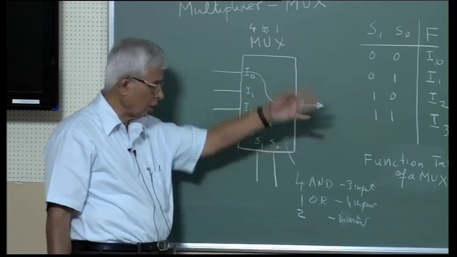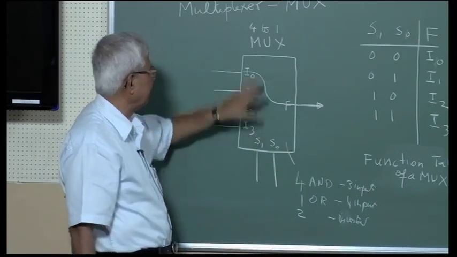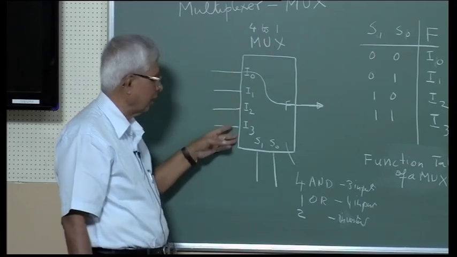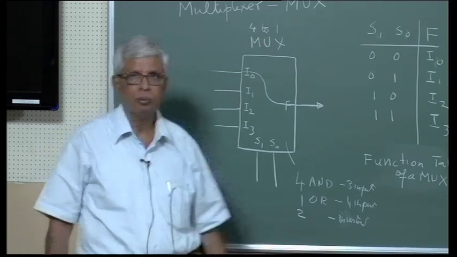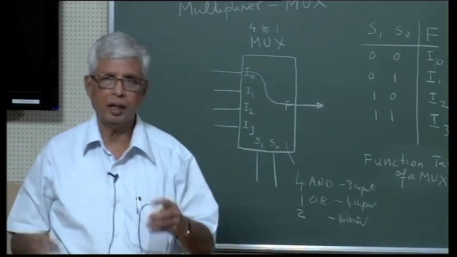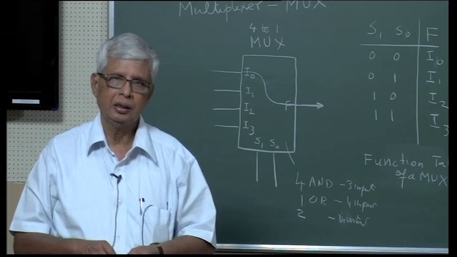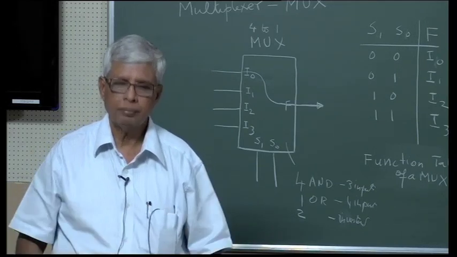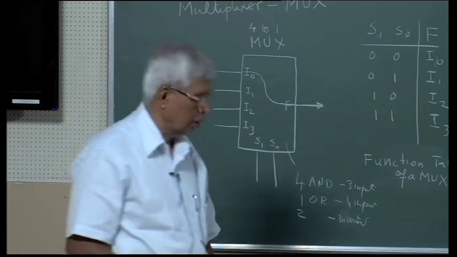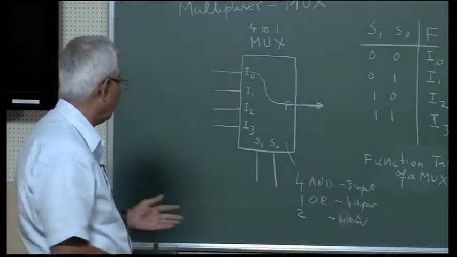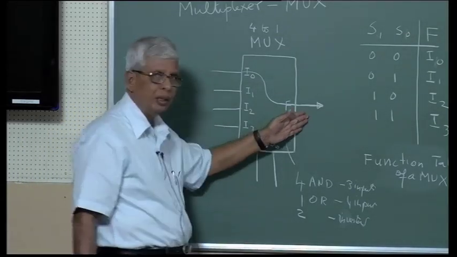But you do not have to draw this every time. If you put it like this and say 4 to 1 mux and give S1, S0 and I0, I1, I2, I3, everybody understands what it is. That is the advantage. Now we can have 2 to 1 multiplexer as I said, 4 to 1, 8 to 1, 16 to 1, and as I said this is used for selecting one of several inputs at a given time.